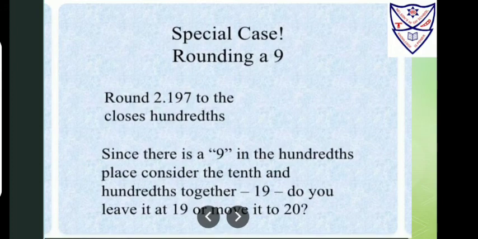Now a special case, rounding a 9. Suppose there is a 9, then what will we do? See here, round 2.197 to the closest hundredth. This is a whole number, then tenths, then hundredths. Find your number. Since there is a 9 in the hundredths place, consider the tenths and hundredths together. We will consider this 19 together. After 9, the next number is 7, so it is more than 5. That is why 19 will change into 20.